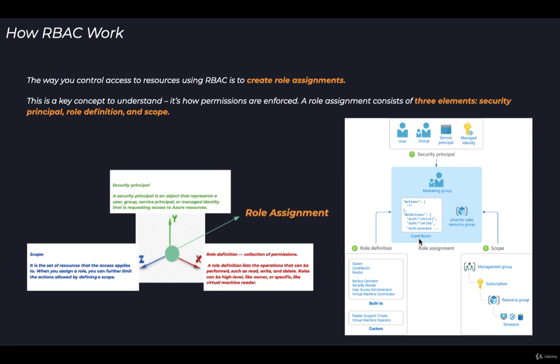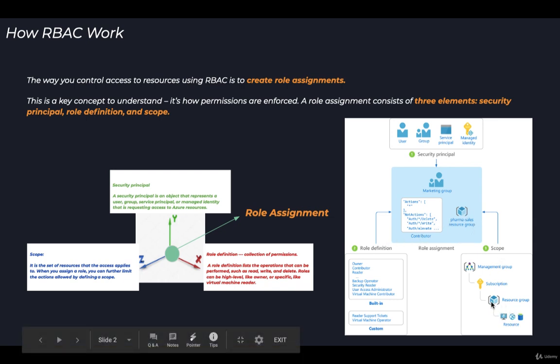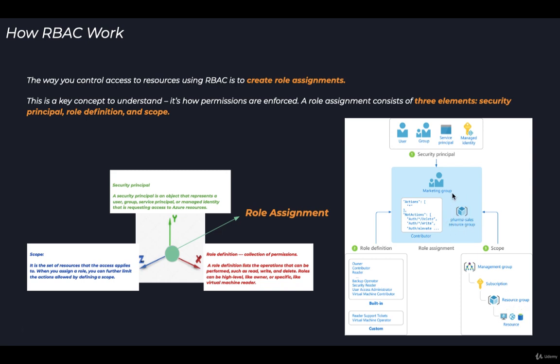In that case, they will not be able to delegate access to others, but they can perform read, write, delete, all those actions. So for this security principle, the marketing group, we provided the role definition as contributor, and the scope is the resource group. Even if there were other 10 resource groups, they will only have access to the pharma sales resource group. When we combine all three concepts, security principle, role definition and scope, we call it a role assignment. This is how role-based access collectively works along with the three pillars.